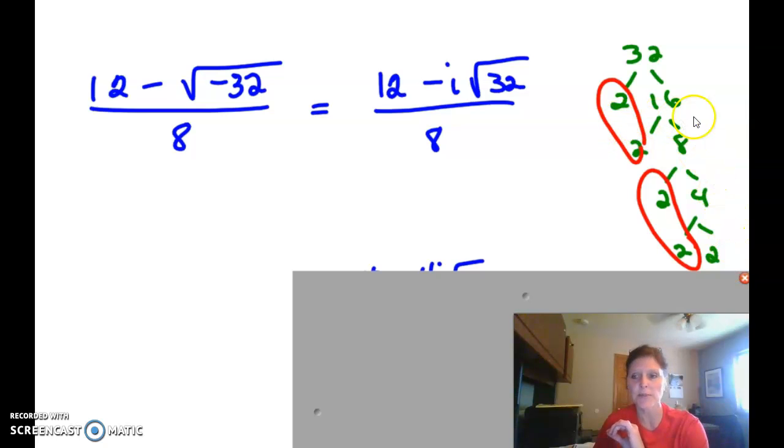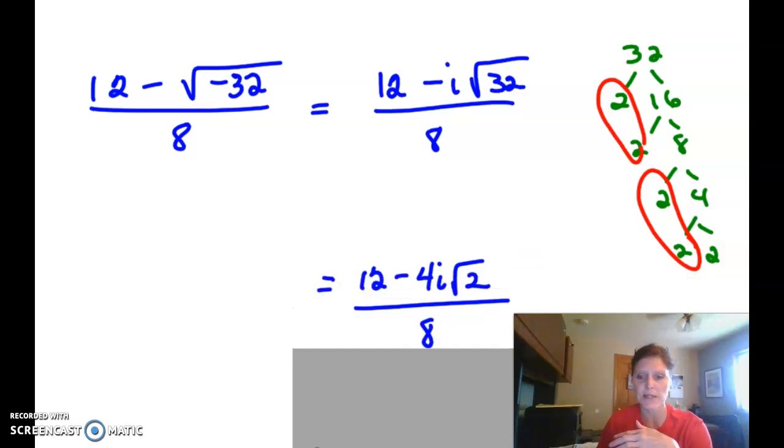Now, I will tell you that some people would have stopped at that first line and saw 2 times 16 and said, hey, the square root of 16 is 4, so it's 4 square root 2. That's fine. You can do it however you want. I'm just showing you a way to do it very methodically.